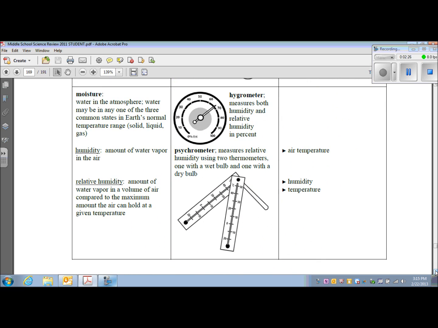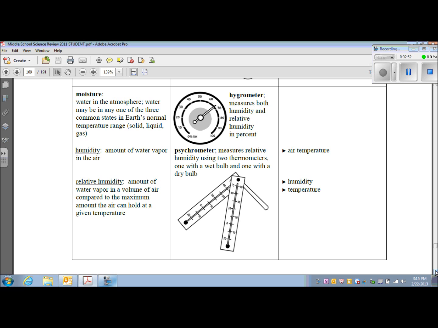Moisture. Water in the atmosphere. Water may be in any one of the 3 common states in Earth's normal temperature range: solid, liquid, and gas. Moisture is measured using a hygrometer. It measures both the humidity and relative humidity in percent.